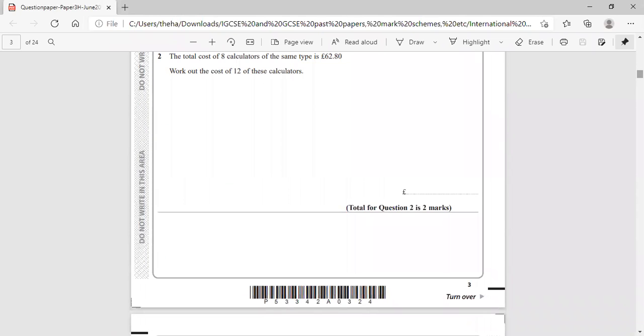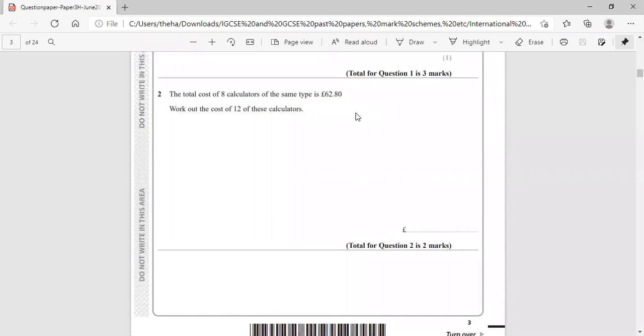So this question's a 2-mark question, so pretty easy. The total cost of 8 calculators of the same type is £62.80p. Work out the cost of 12 of these calculators. So all we need to do here is work out the cost of one calculator, then multiply it by 12 to find out the cost of 12. So we can state the information we already know. So we know that 8 equals 62.80.